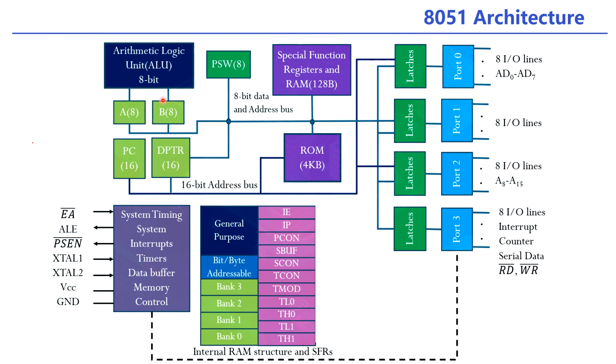Okay, so that means the second source operand for the arithmetic logic unit is either coming from a register or an immediate number, or it is coming from memory. So the ALU will take two operands and perform the corresponding operation, and the result is written back to the accumulator only.